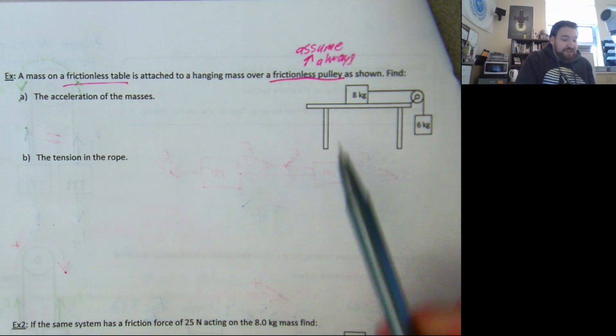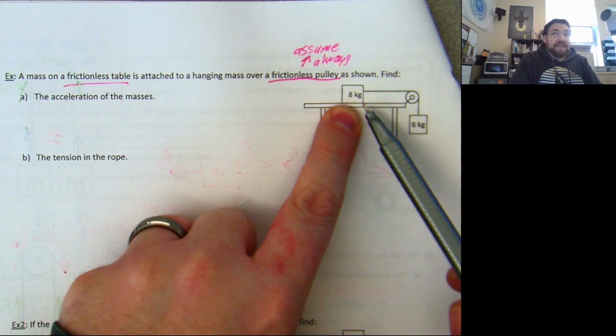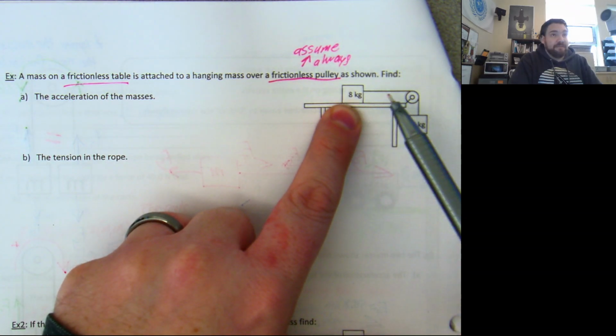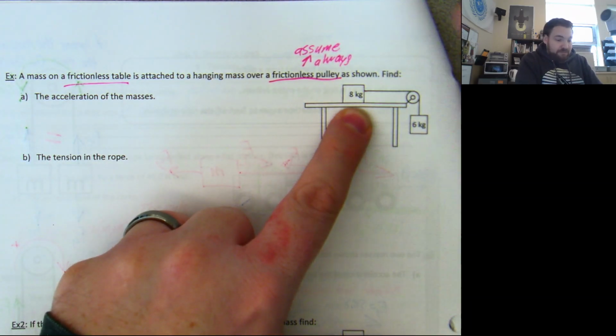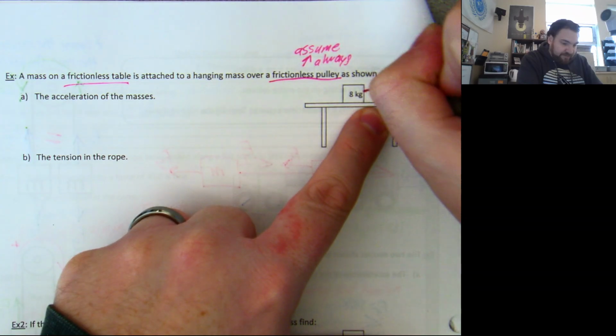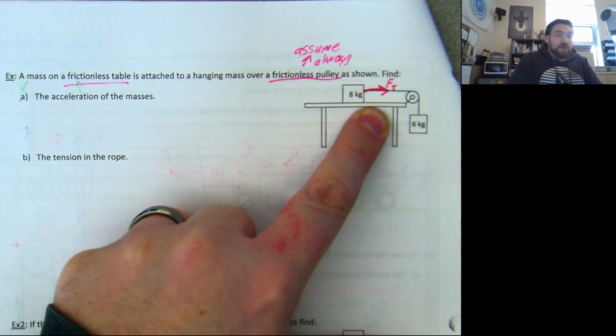If this thing is frictionless, let's draw a free body diagram. If it's frictionless, the only forces acting on the 8 kilogram block are what? Tension, which way? Tension to the right. What other forces are acting?